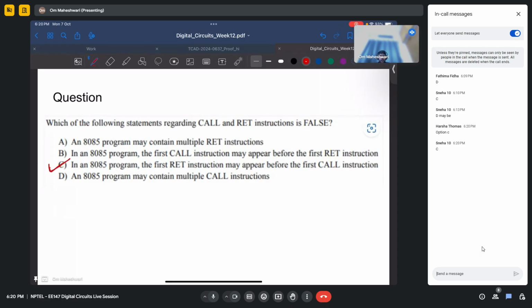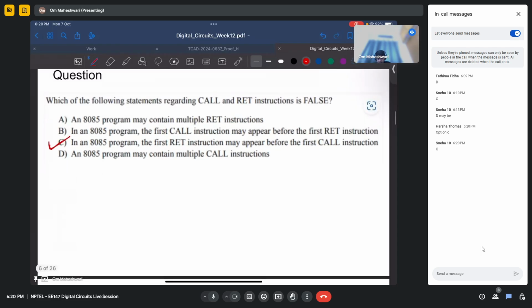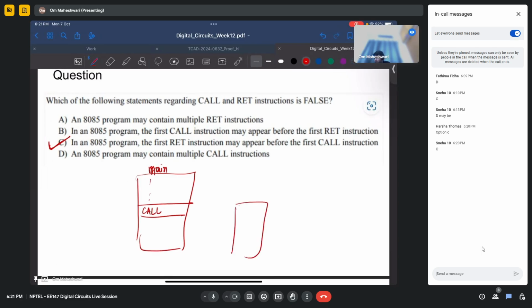So what do these call and return statements do? Let's say you have some main program, you reach some level of the program, then you want to jump to some other subroutine. So you will do a call instruction. This call instruction will make you jump to the subroutine and execute whatever is written in that part of the code. And at the end of the subroutine, you always write the return. This return command will make you go back to where you started from, so you can execute the rest of the main program.